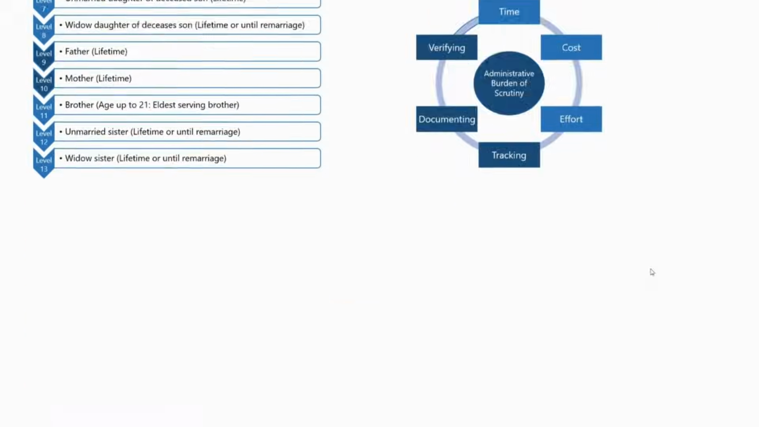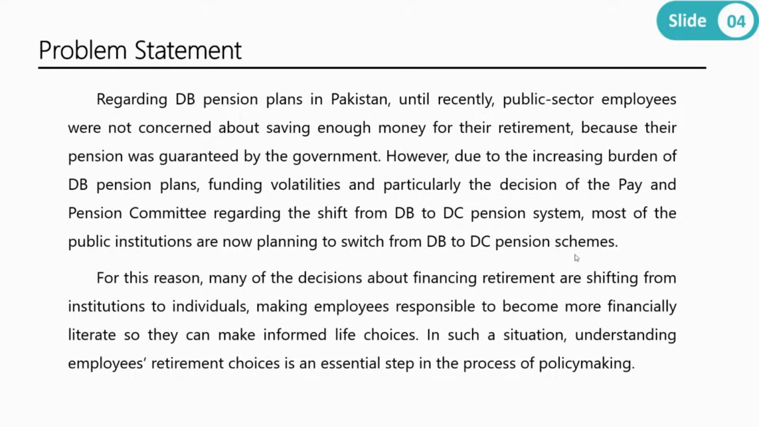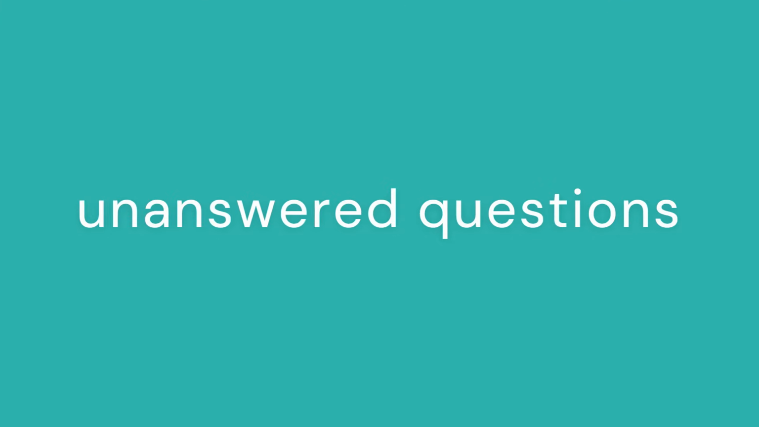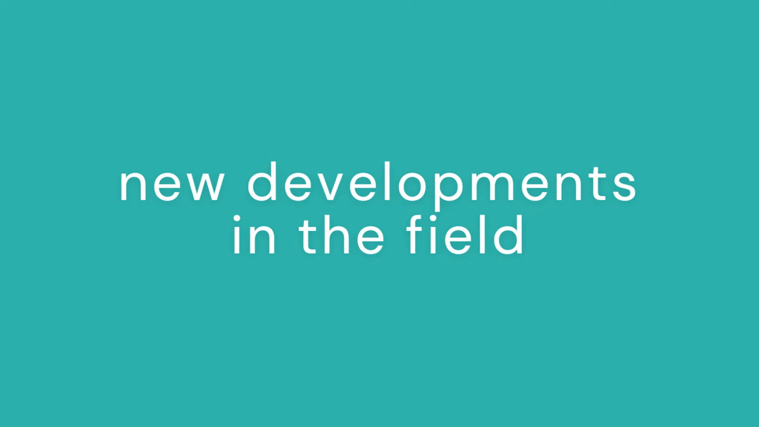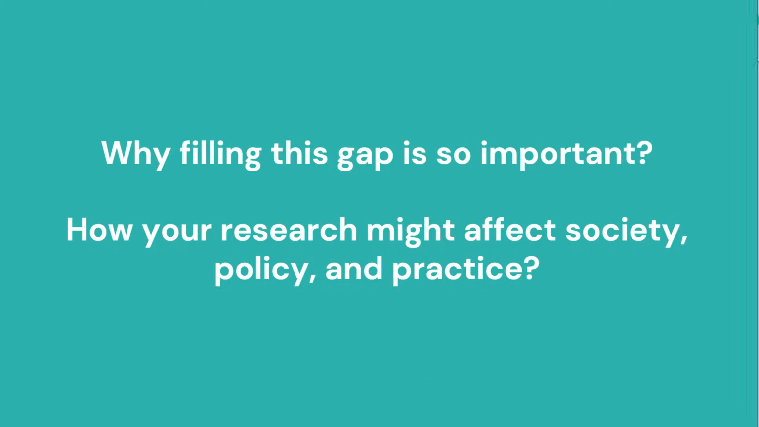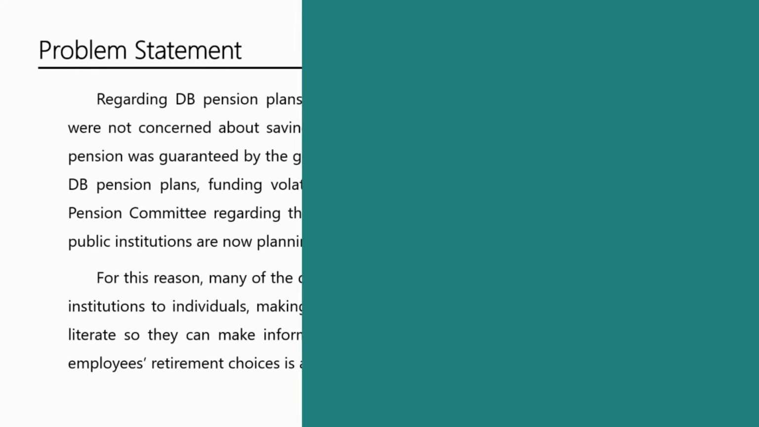After explaining the factors, provide a clear and concise statement specifying the issue that your research aims to address. The problem statement basically highlights the gap in the current knowledge or practice that your research seeks to fill. This gap could arise from unanswered questions, conflicting findings, or new developments in the field. Lastly, explain why filling this gap is so important and how your research might affect society, policy, and practice.